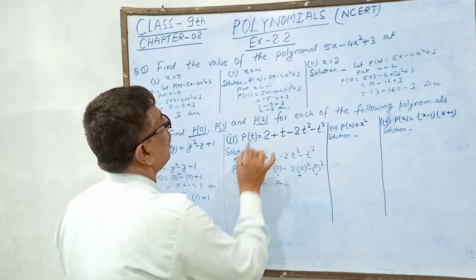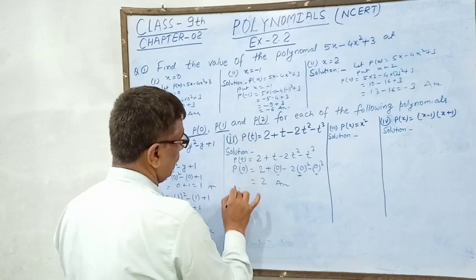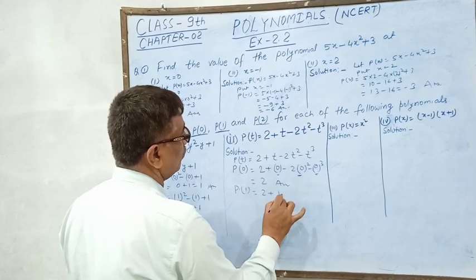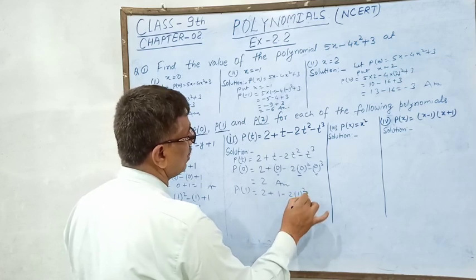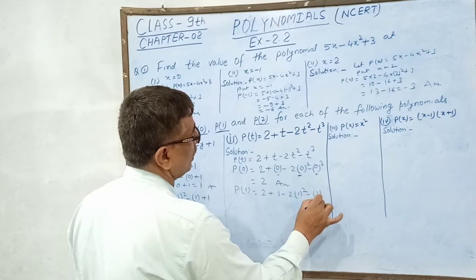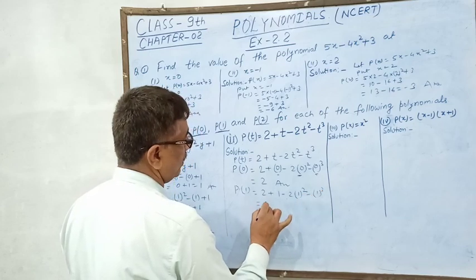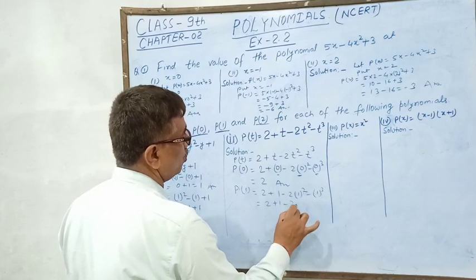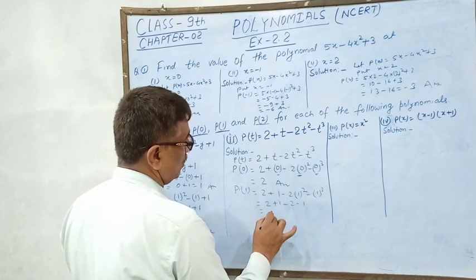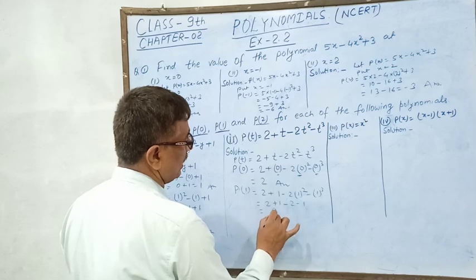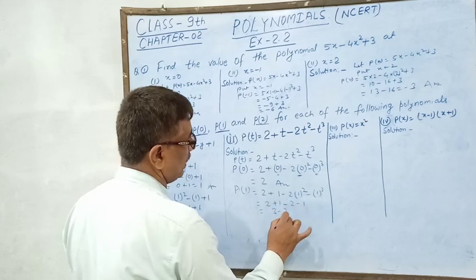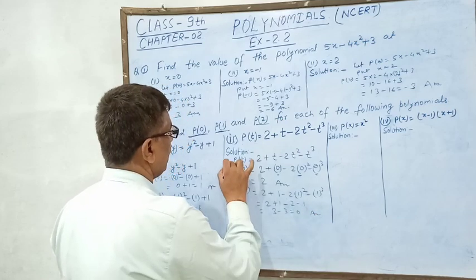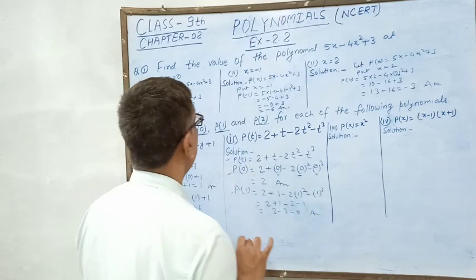And then we have to find p1, p of 1. So 2 plus in place of t 1, minus 2 in place of t square 1 square, minus 1 cube. So 2 plus 1, solving 1 square, 1 into 2, 2 minus 1. So now you see 2 plus 1 3, minus 2 minus 1 3, that means the result is 0. Okay, this is the answer. Here 3 part completed of the question number 2.